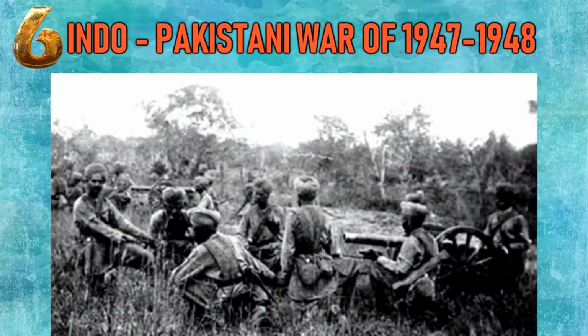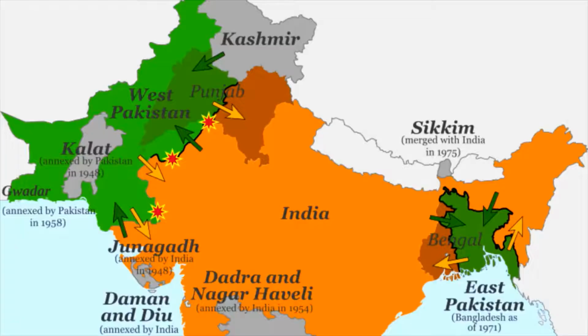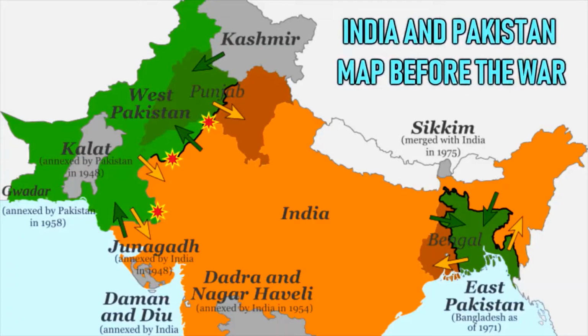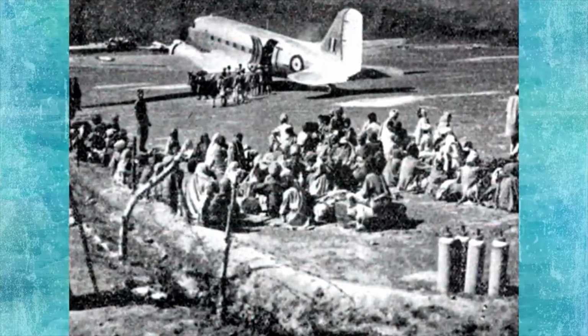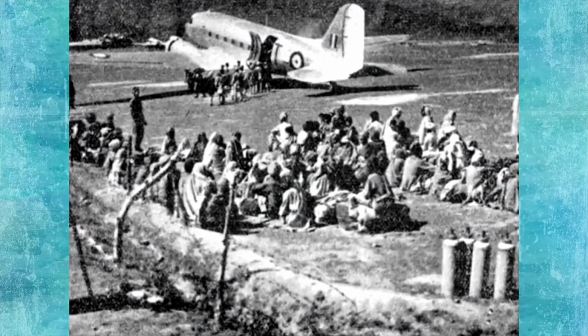Number 6. Indo-Pakistani War of 1947 to 1948. The Indo-Pakistani War was fought between India and Pakistan over the princely state of Jammu and Kashmir from 1947 to 1948. The result of the war was inconclusive. However, most neutral assessments agree that India was the victor of the war, as it was able to successfully defend about two-thirds of the Kashmir, including Kashmir Valley, Jammu and Ladakh. The inconclusive result of the war still affects the geopolitics of both countries.